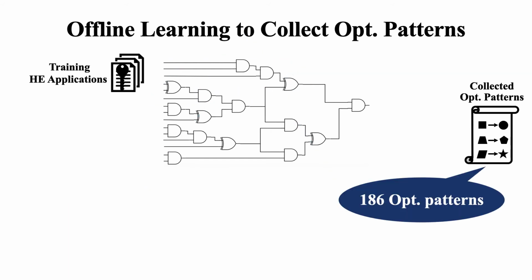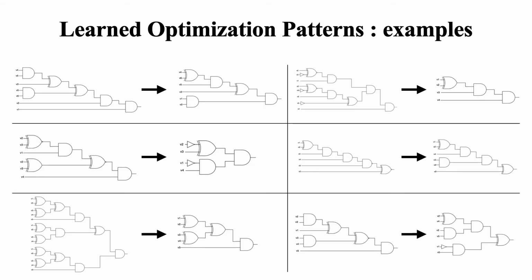In this way, we were able to learn 186 optimization patterns. These are some examples of learned patterns. As I mentioned before, we can see that some of these machine-found patterns are quite aggressive. You might be able to see that each of these optimizations are hardly imaginable by human beings.